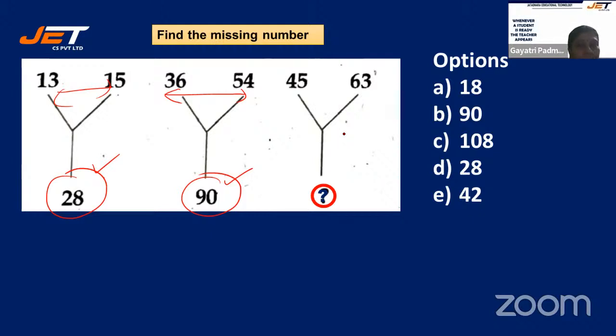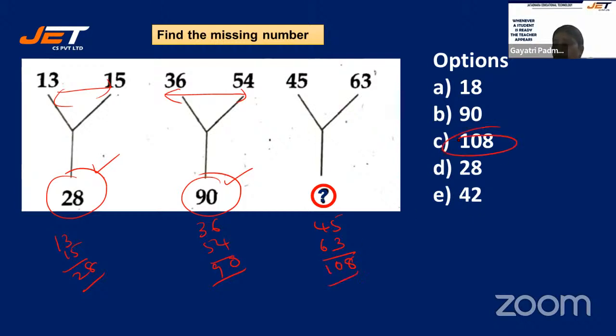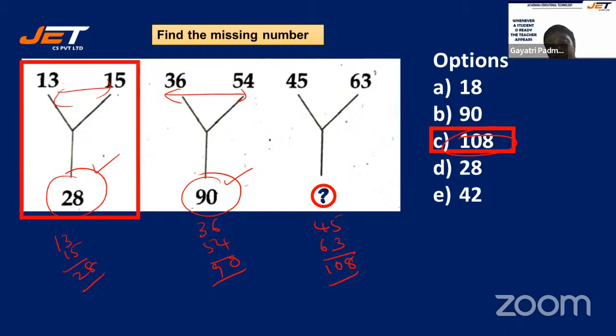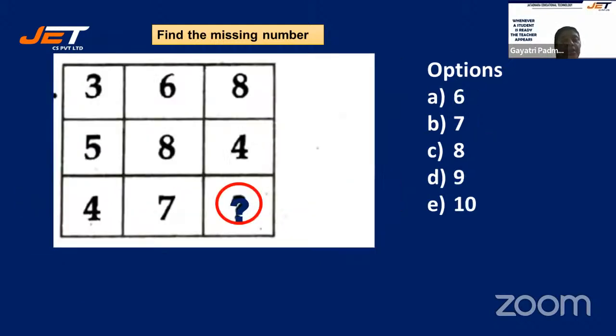So I think by merely adding, you will be able to get it, isn't it? See, what is 13 plus 15? 28. Let's try out here. 36 plus 54. Perfect. So similarly, 45 plus 63, 108. So your option C must be the correct one. Your 30 seconds are over. Let's check the answer. Yes, option C is correct. If you had opted for option C, then your answers are perfect. All right. Let's move on to the next question.